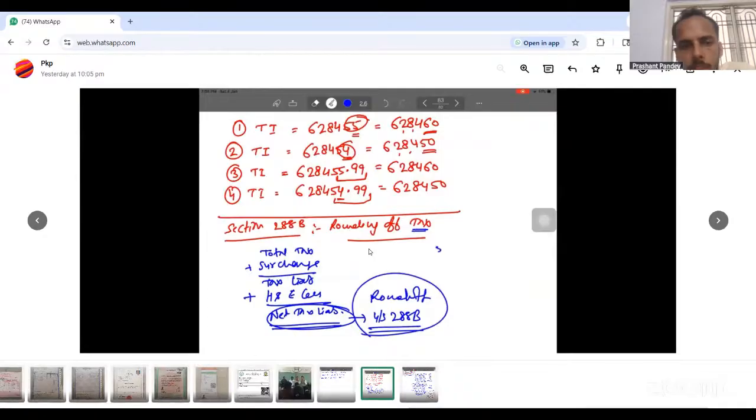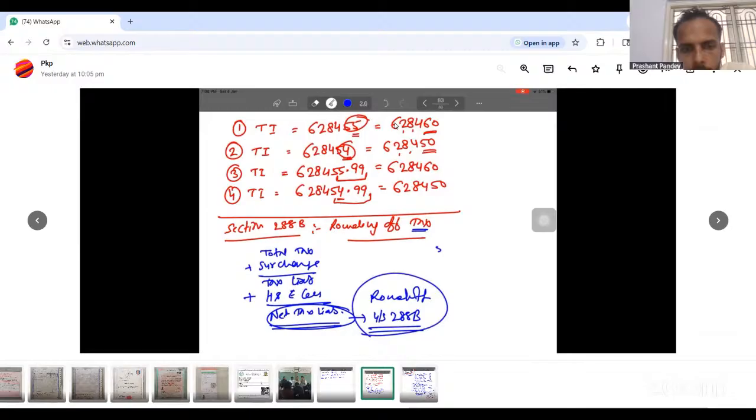Then I told you, once you derive the total tax liability from the total taxable income, we add surcharges. Once we add the surcharge, we also add the health and education cess, and then we derive the net tax liability. This tax liability is also rounded off to the nearest 10th place, the next or the previous 10th place, in the same way.